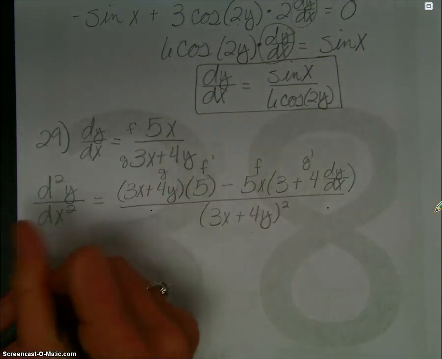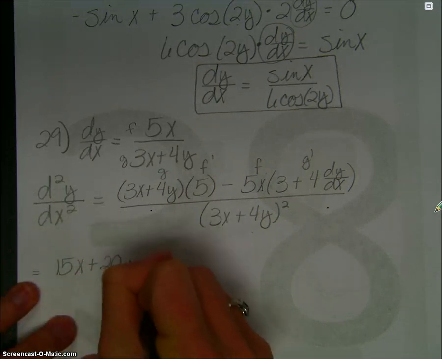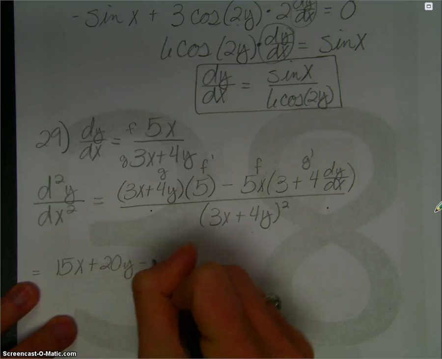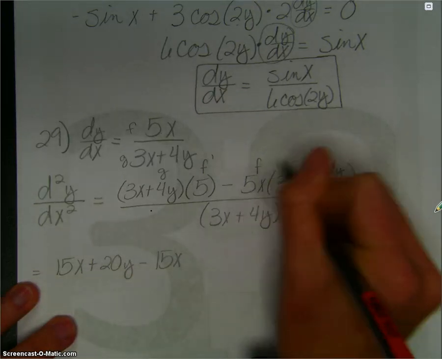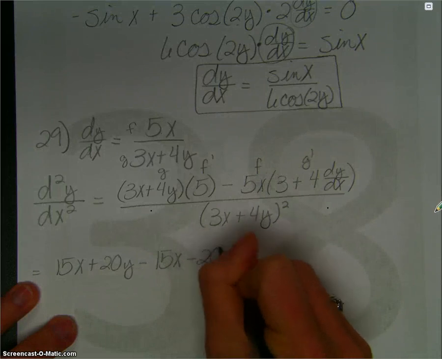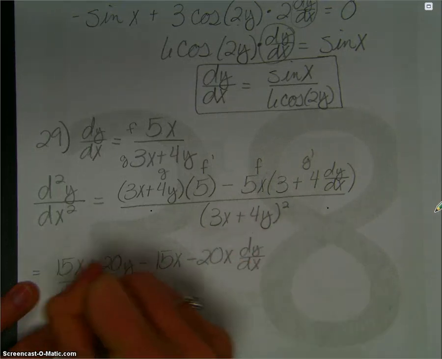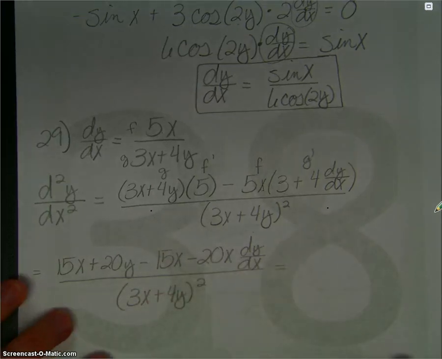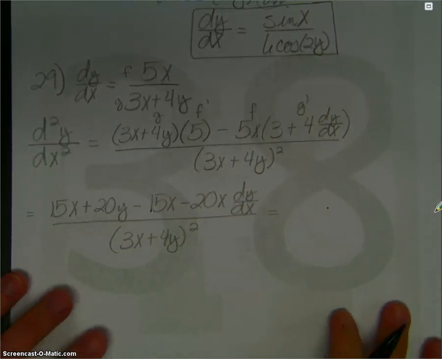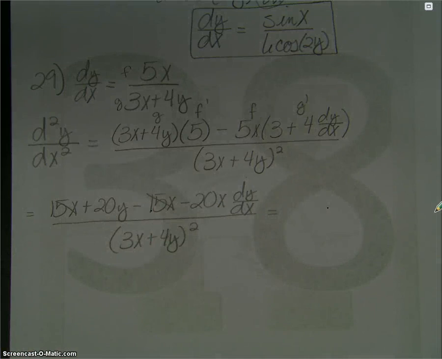All right, let's distribute in our 5, so that's going to give me 15x plus 20y, and then I'm going to have minus 15x when I distribute into here, and then I'm going to have minus 20x dy over dx, all divided by still my 3x plus 4y squared. At this point, I'm going to keep dragging that along for a while. All right, I'm going to let my 15x's cancel out at this point. I don't need to keep working with those.